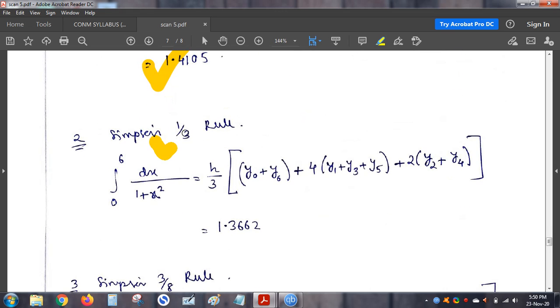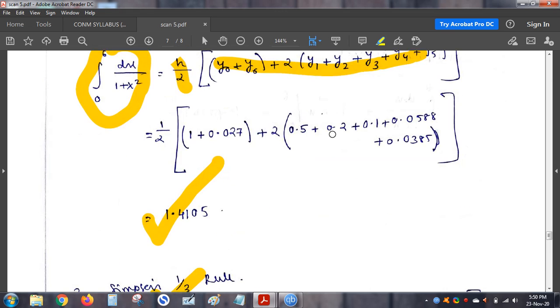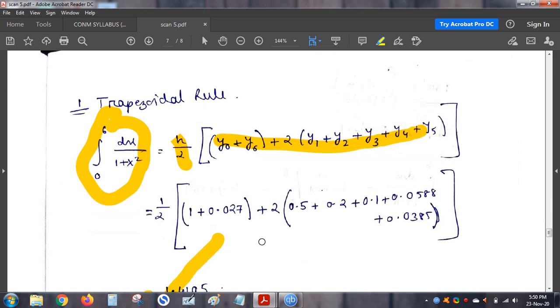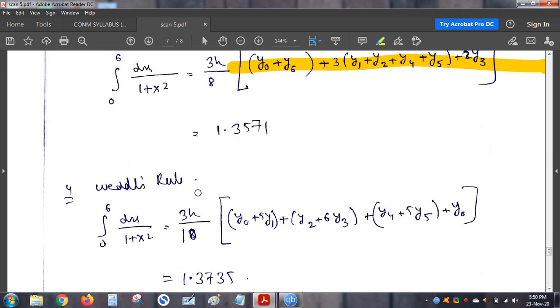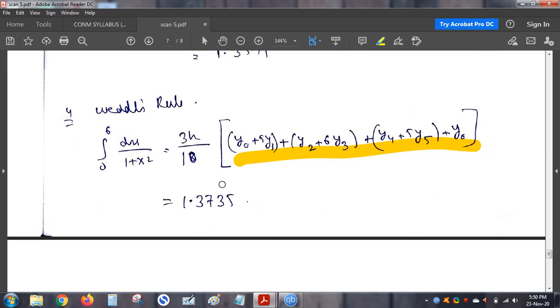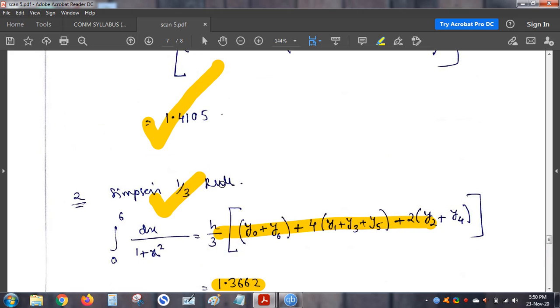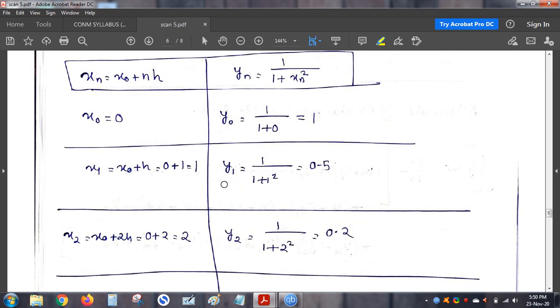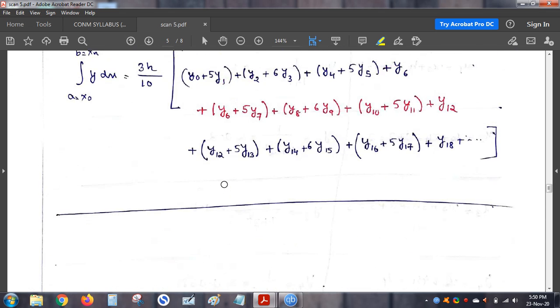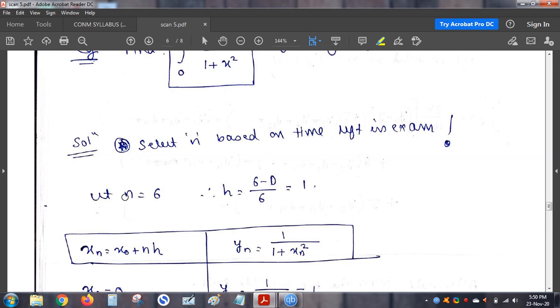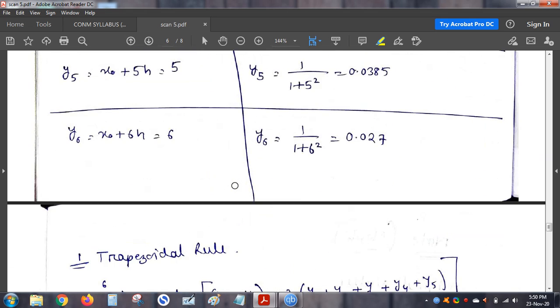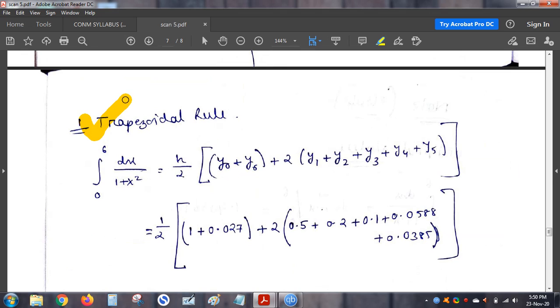Similarly, for Simpson's one-third also, if you know this formula, you can just replace the values from this data over here and you can calculate. Similarly, for the 3/8 rule also you can, and for Weddle's rule also you can. So this is a very easy numerical solution. All you have to do is remember or understand the formulas. If you know the formulas, then you can easily calculate the integration. You have to select your n, and based upon your n, you are going to use the formula. In this particular example, I have used all the methods. In the examination, you will not be doing that.